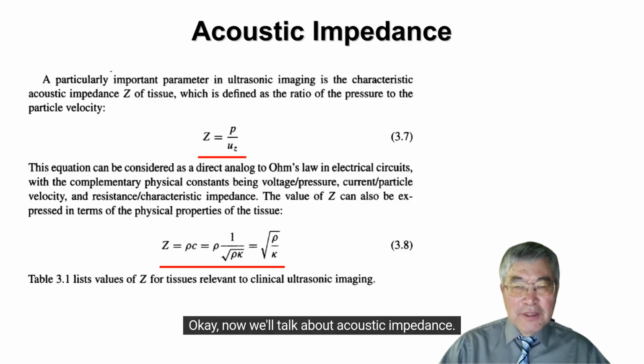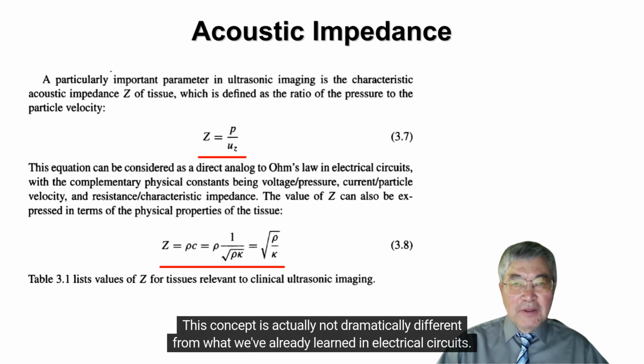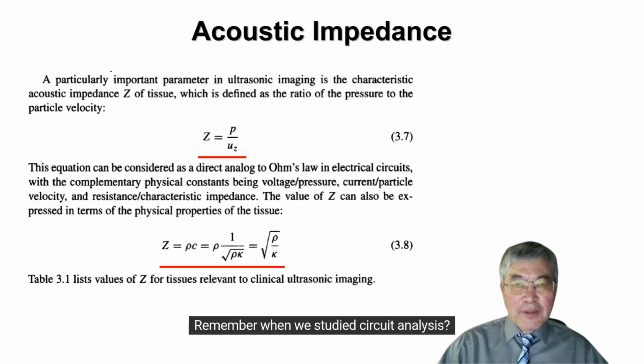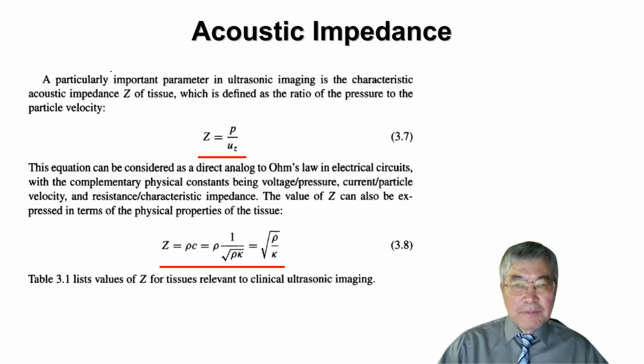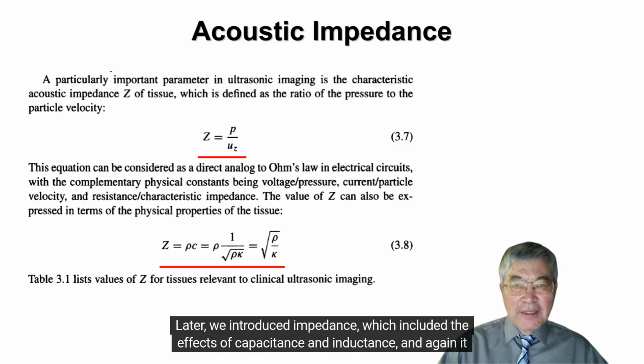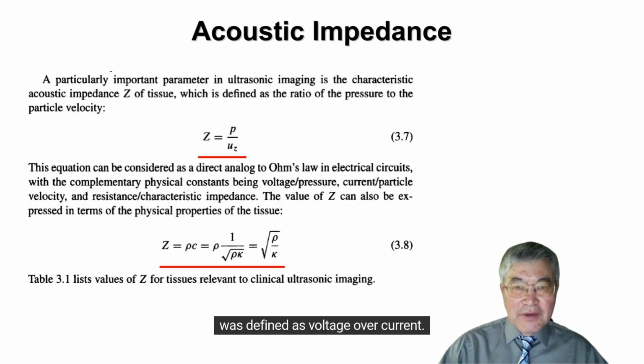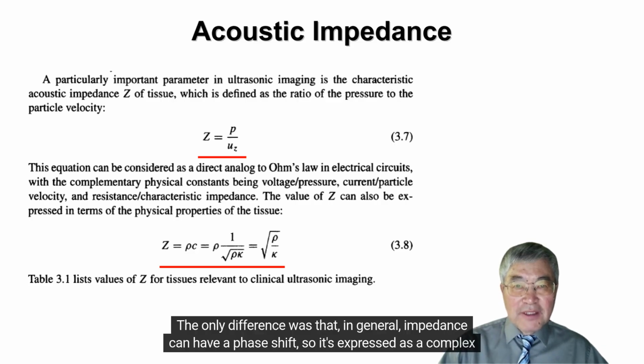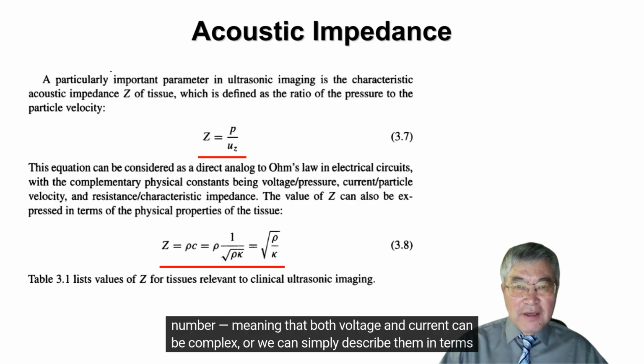Okay, now we'll talk about acoustic impedance. This concept is actually not dramatically different from what we've already learned in electrical circuits. Remember when we studied circuit analysis? We defined resistance as the ratio between voltage and current. Later, we introduced impedance, which included the effects of capacitance and inductance, and again it was defined as voltage over current. The only difference was that, in general, impedance can have a phase shift, so it's expressed as a complex number, meaning that both voltage and current can be complex, or we can simply describe them in terms of their phase relationship.